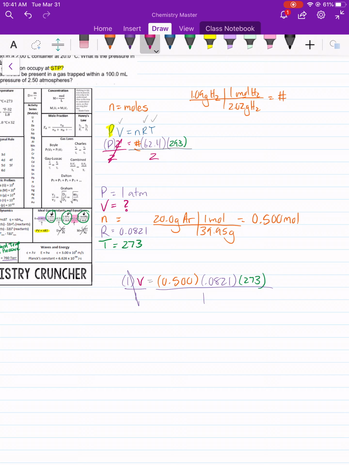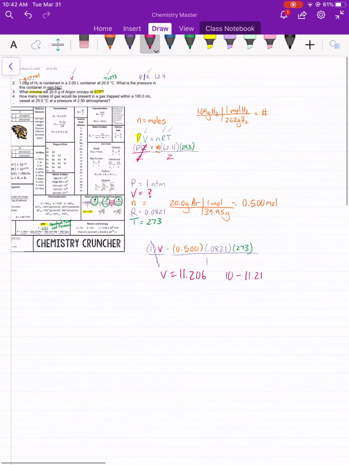I got V to be equal to 11.206 if you did it in sig figs. 11.2. Okay, if you want to do the sig figs, you could say 10. Okay, so usually I put a range in on a Canvas quiz, so you could put in probably anywhere from 10 to 11 point, maybe 21, and you will be okay. Okay, all right.